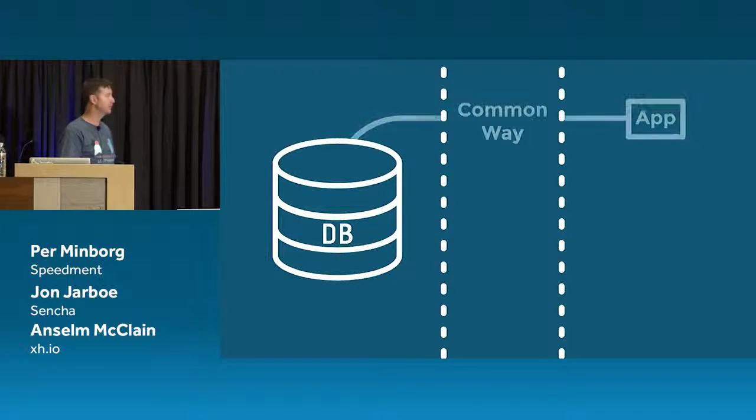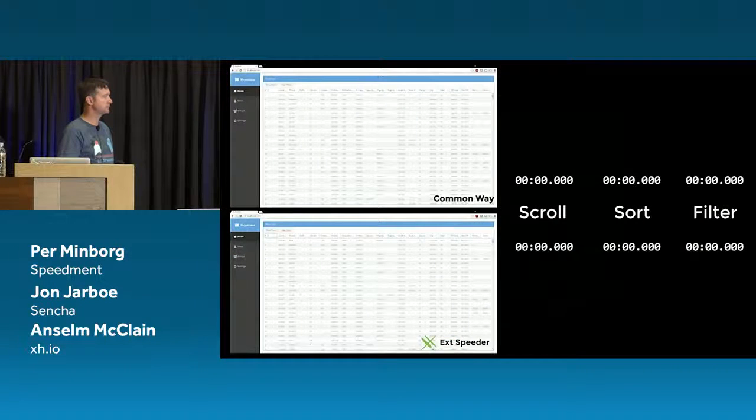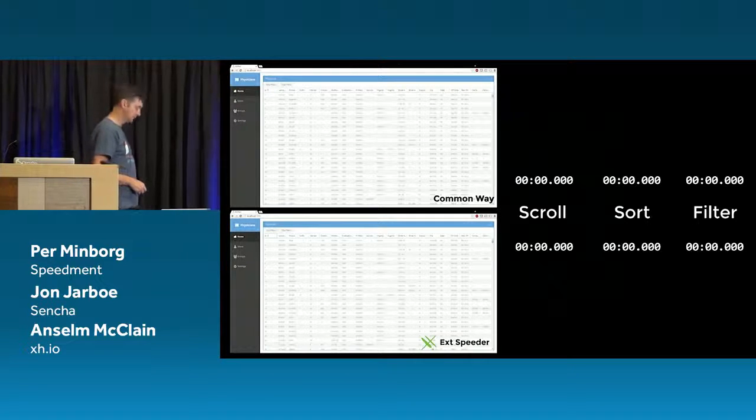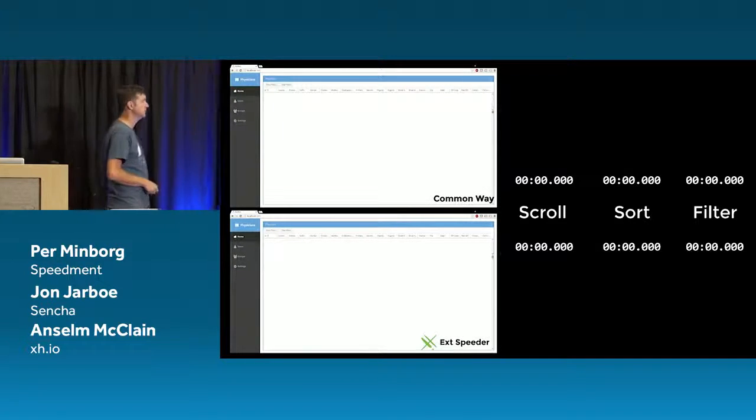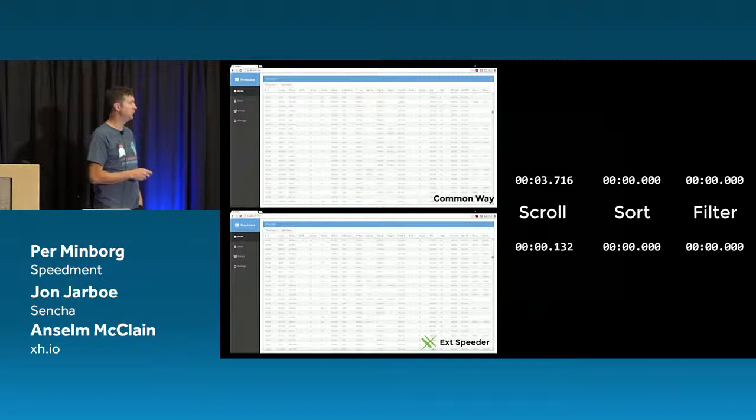Let's compare the common way versus the Ext speeder way. On the top, you will see the common way, and in the bottom, the Ext speeder way. We will sort, scroll, and the grid. So you see the difference here.